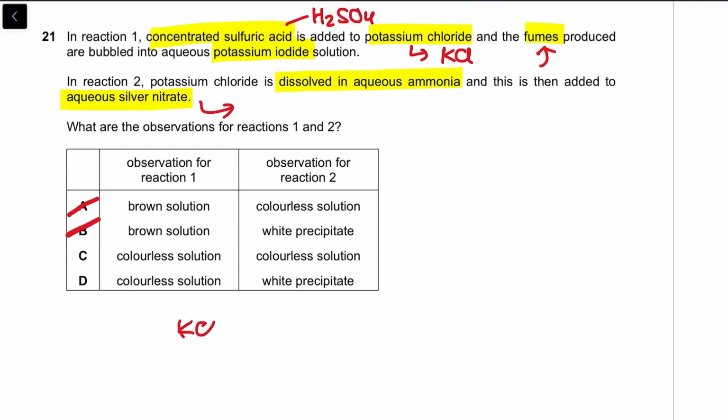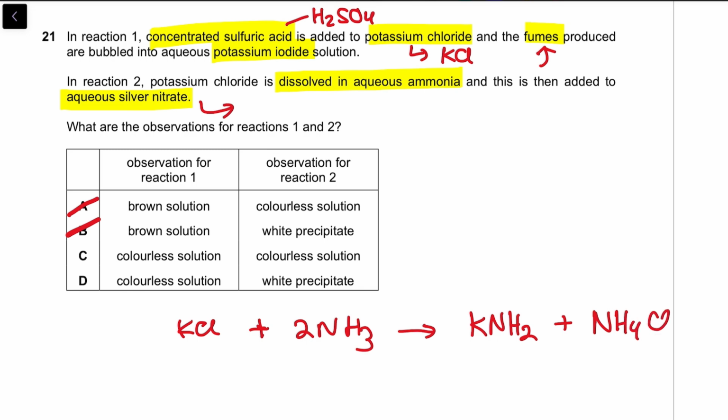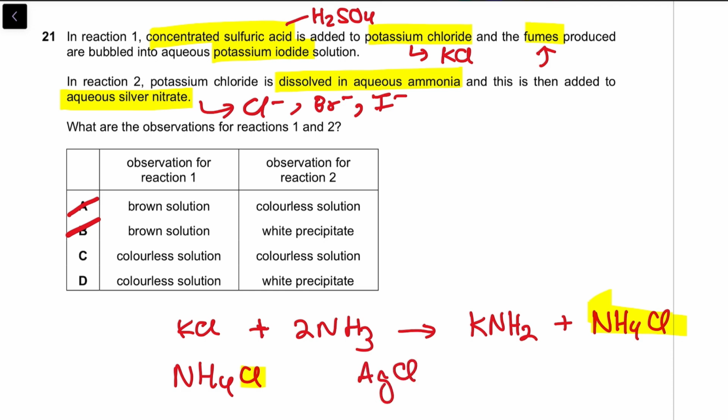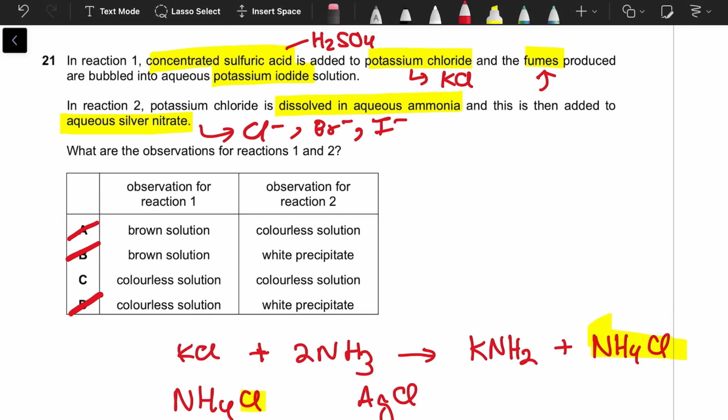So in reaction 2, when KCl is dissolved in ammonia, the resulting solution is then added to silver nitrate, and the reaction between these two forms an aliphatic amine and an ammonium salt. Now, silver nitrate is usually used to test for the presence of chloride, bromide, and iodide ions, and while you would expect there to be a color change with NH4Cl because it contains chloride ions, AgCl actually is not produced, so we don't have a white precipitate. We can cross off D, and the answer must be C.